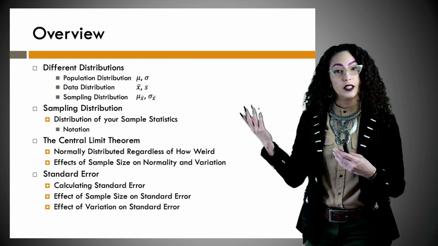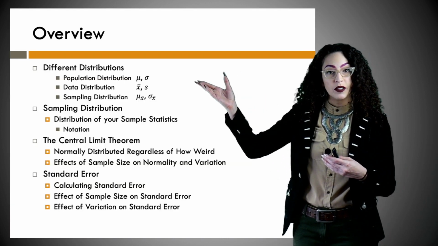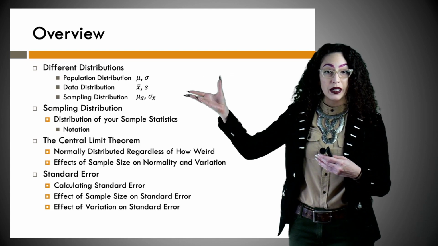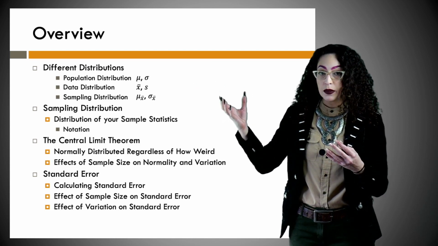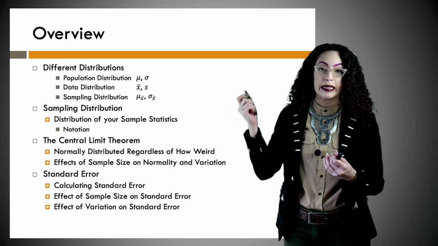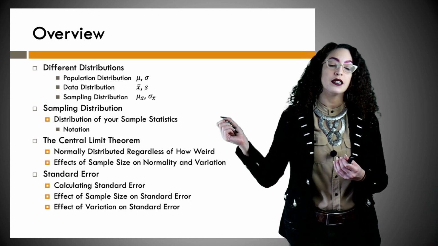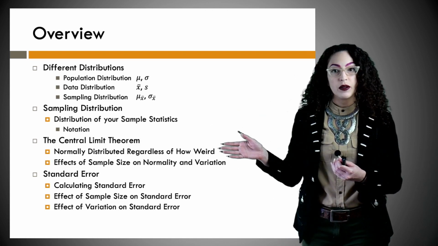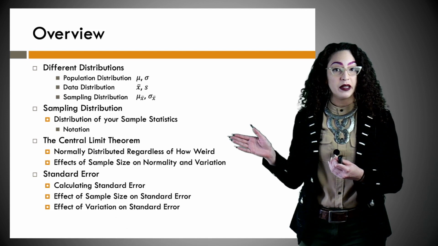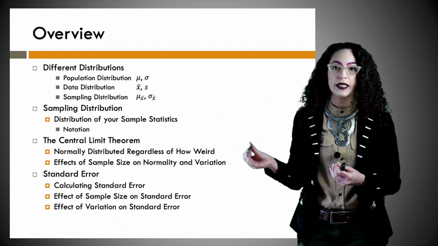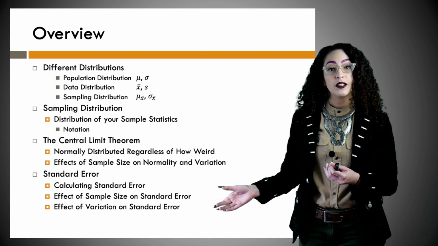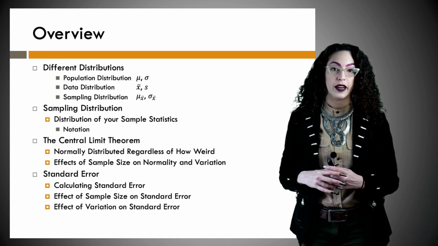Here is our overview as usual. We're going to look at some different distributions, such as a population's distribution, a sample's or the data distribution, and the distribution of interest, the sampling distribution. We will then briefly touch on the central limit theorem and how awesome it is, and then we will talk about standard error and the things that affect standard error.